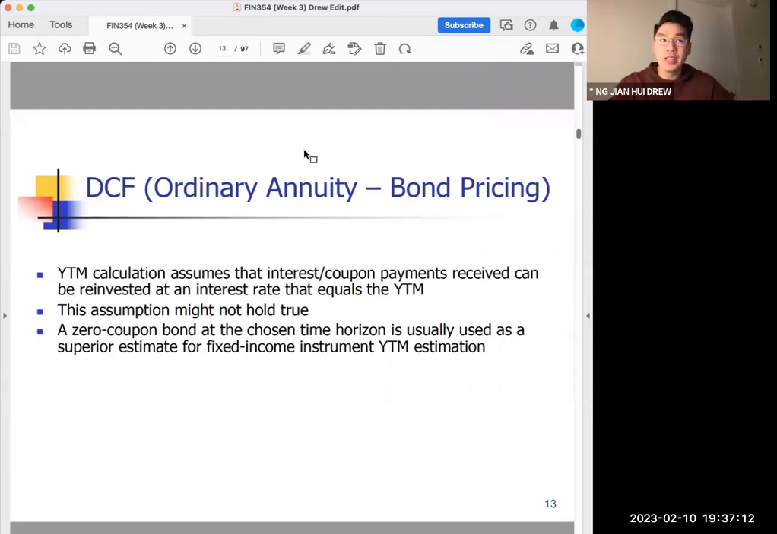Because if your yield to maturity is 10%, do you really expect the market to give you 10% on your coupons? Maybe not, because the interest now is only 5%. So the issue is that you are expecting the coupons to be compounded at the yield to maturity, which is why most of the time we use zero coupon bonds to estimate yield to maturity here. Zero coupon bonds have no coupon, and therefore you circumvent the issue of compounding your coupons at the yield to maturity rate.